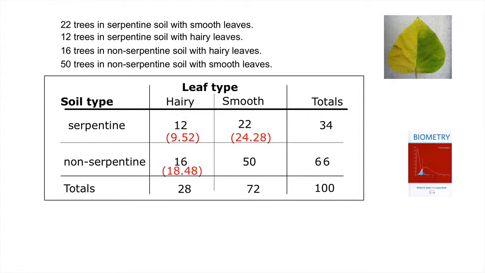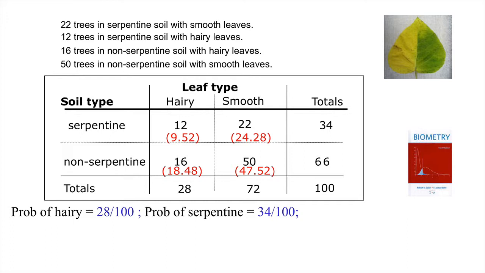I'm putting them here in red underneath the observations. How do we calculate these expectations? Well, I'll take you through a single example for this 9.52 so we can see how the expectations are derived. You'll note that the expectations assume that the form of leaf type classification is entirely independent of the soil type classification. So let's have a look how it's done.